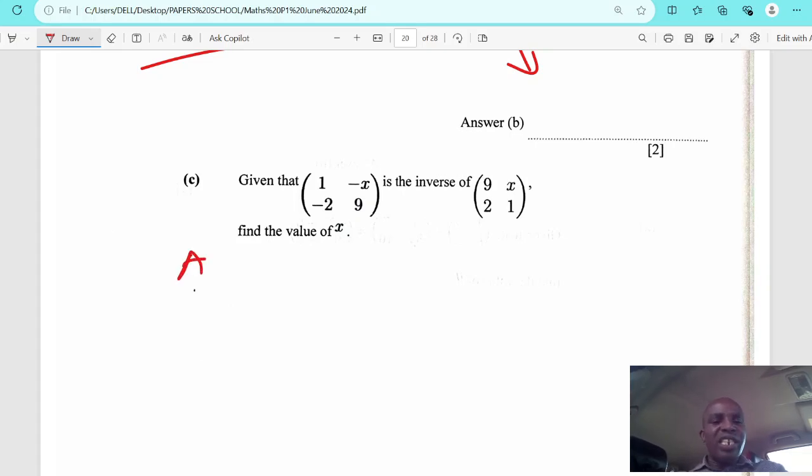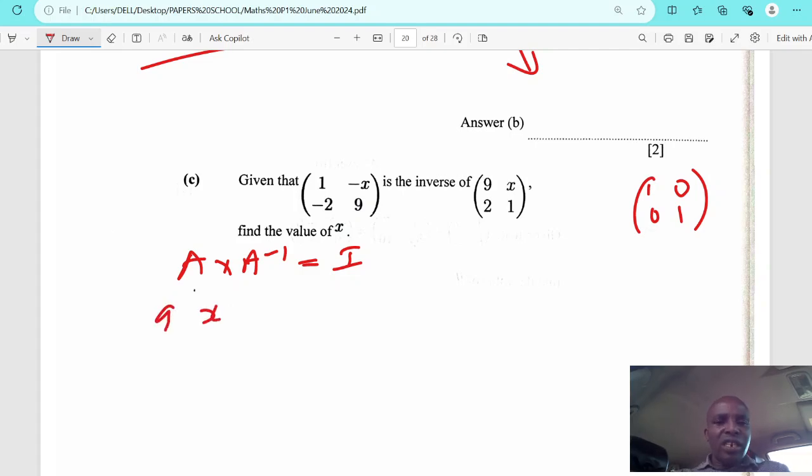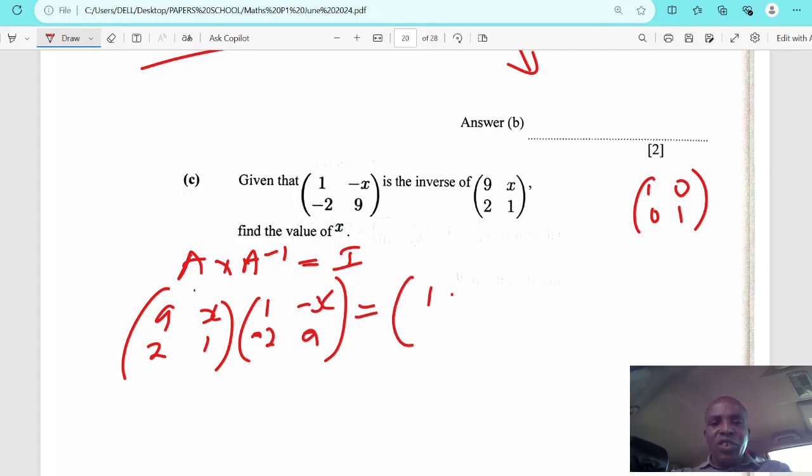Next, given that this matrix is the inverse of this one, right? A matrix times its inverse is equal to the identity matrix. The identity matrix is 1, 0, 0, 1. You have to know this concept, right? A matrix times its inverse is equal to the identity matrix. So you multiply this matrix 9, x, 2, 1 times its inverse, which is 1, minus x, minus 2, 9. You must get an identity matrix 1, 0, 0, 1.